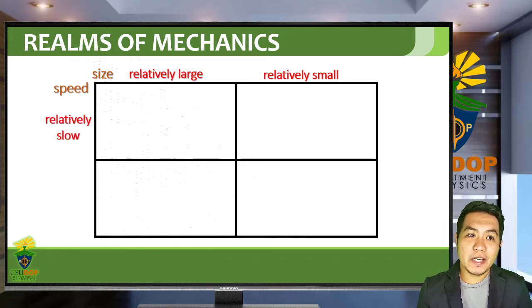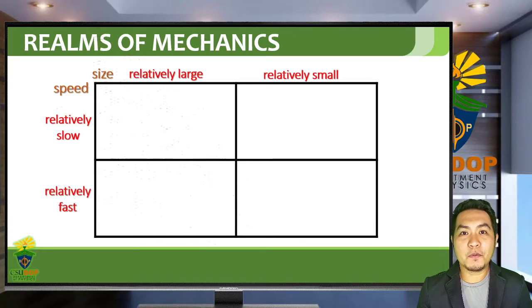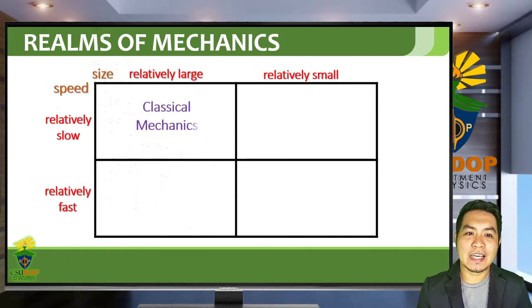In terms of speed, we measure it relative to the speed of light. If you are moving very slowly compared to the speed of light, then we say that you are relatively slow. And if you are moving near the speed of light, then you are relatively fast. So for relatively large particles moving at slow speeds, that's the realm of classical mechanics.